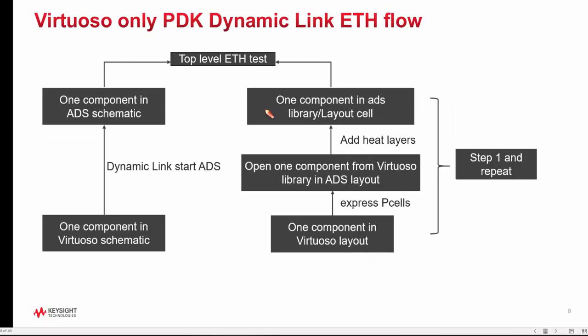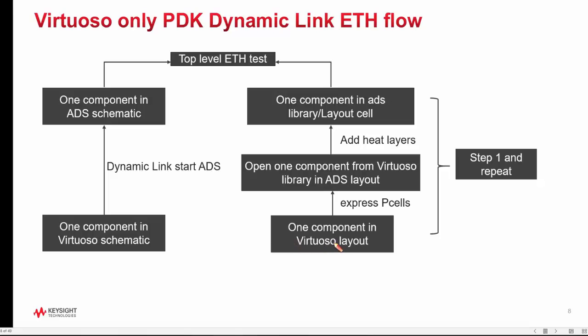Okay, so now we go to this Virtuoso only PDK. Sometimes you don't have any link with ADS and you just have a pure plain Virtuoso PDK. With this kind of situation, you can use the Dynamic Link eThermal flow. So the way to do this is, let's start with one component, okay? You have one component on the Virtuoso schematic, and then through Dynamic Link, you open it on the ADS side. Okay, so this is the schematic side.